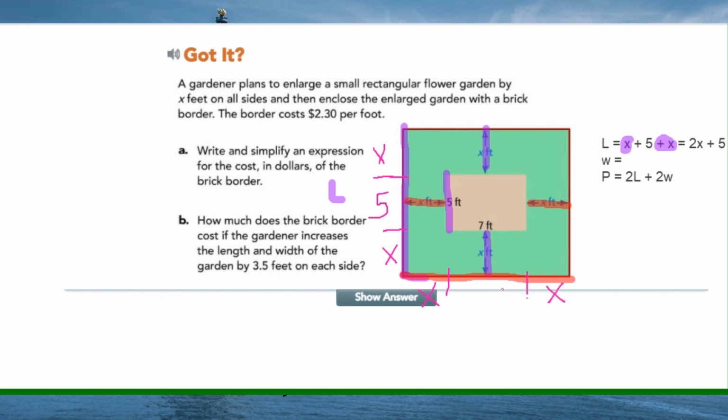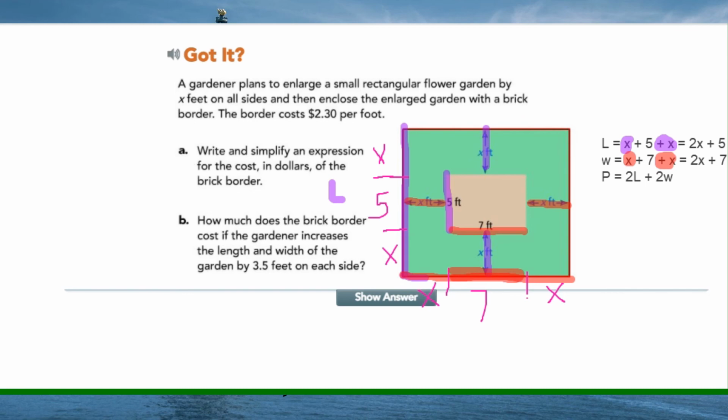Now we have to figure out what this center part is. Let's find something that's parallel to that center part. If we look here, this 7 is actually parallel to this part right here. So that means that is equal to 7. And that lets us know our width is equal to x plus 7 plus x. Then we have to combine our like terms. Our like terms are x and a positive x, and 7 is by itself. So once you combine x and x, you end up with 2x, and then you add your 7. That means the width is equal to 2x plus 7.